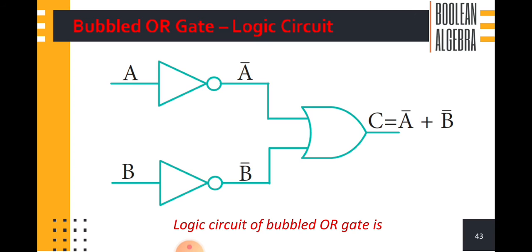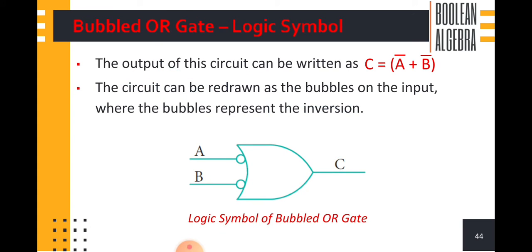What is the symbol for the OR gate? The plus symbol is used to specify the OR gate, that is the OR operator. So we get the output C equal to A bar plus B bar. Here C is the output variable, and the output boolean expression is C equal to A complement plus B complement. So this is the boolean logical expression for the coupled OR gate. The output of the circuit can be written as C equal to A bar plus B bar. The plus symbol is used to specify the OR operator.